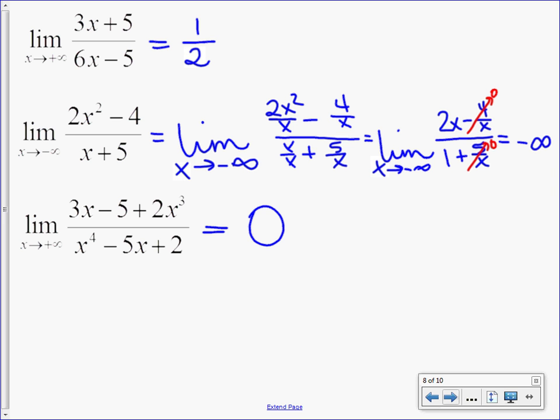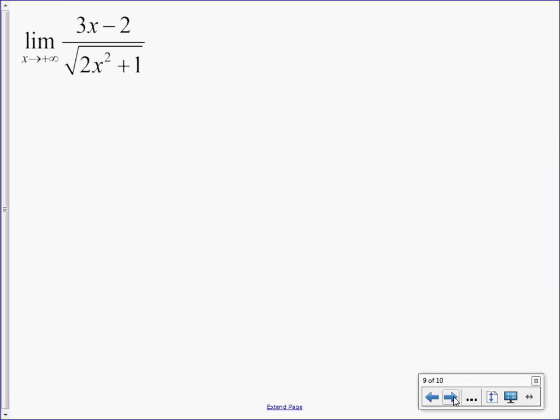Okay. Aren't you so thankful that you studied rational functions and polynomials so much that you can answer these questions without much thought? It's a good thing we took pre-calculus, isn't it? It's a very good thing. Okay. Write it down.